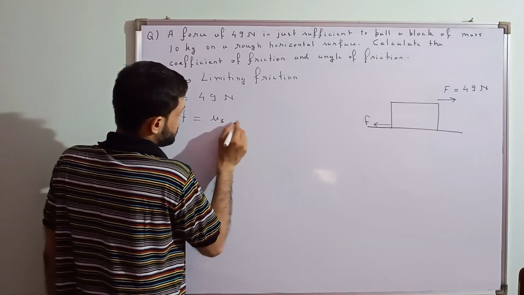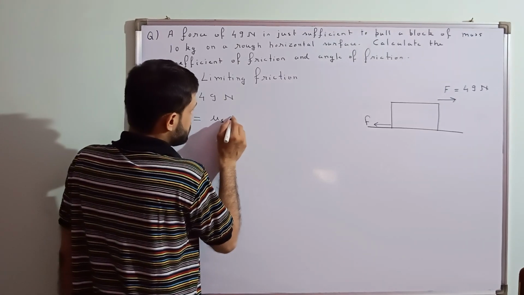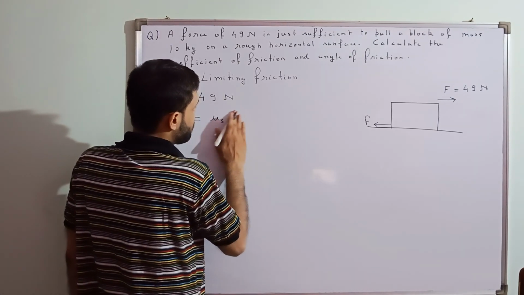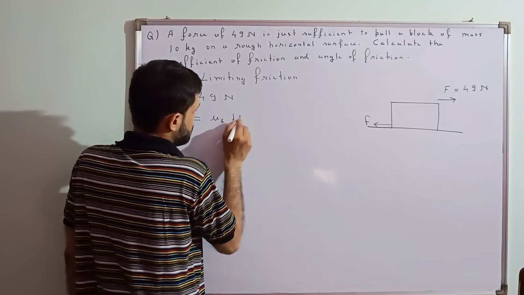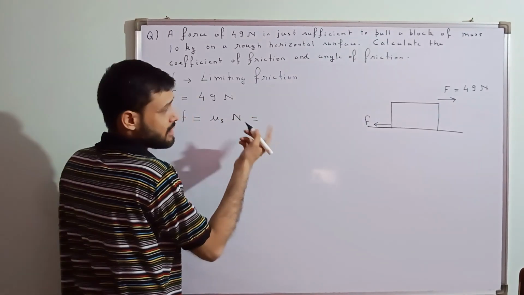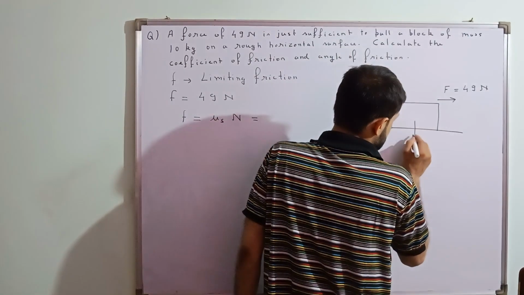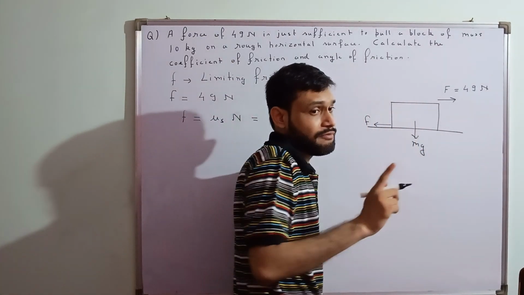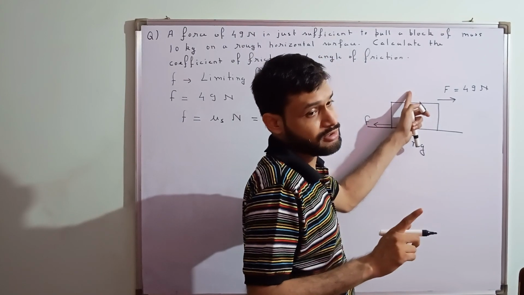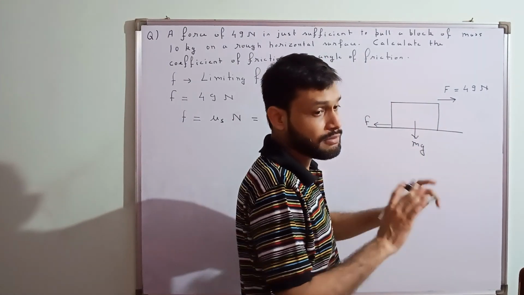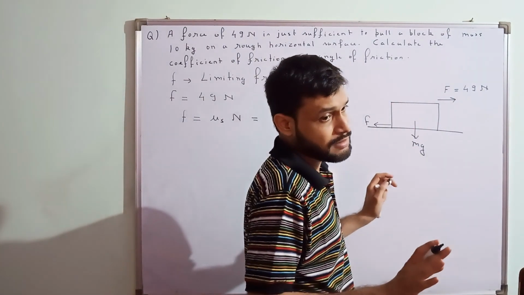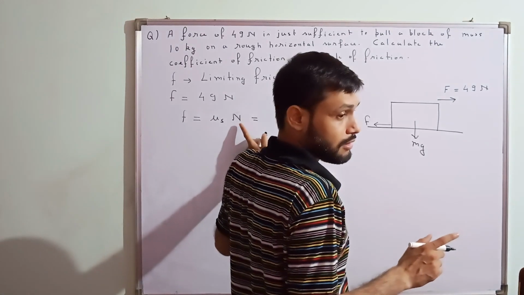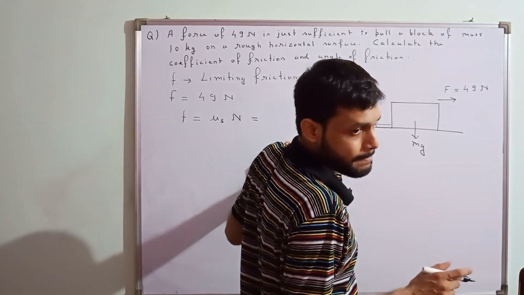This is the coefficient of friction into normal reaction, isn't it? We know the formula. And in place of normal reaction, what can I write? This is mg over here. See, we have to draw. Every time we need to see what the normal reaction actually is. It may be equal to mg or it may not be equal to mg, whatever the value of normal.